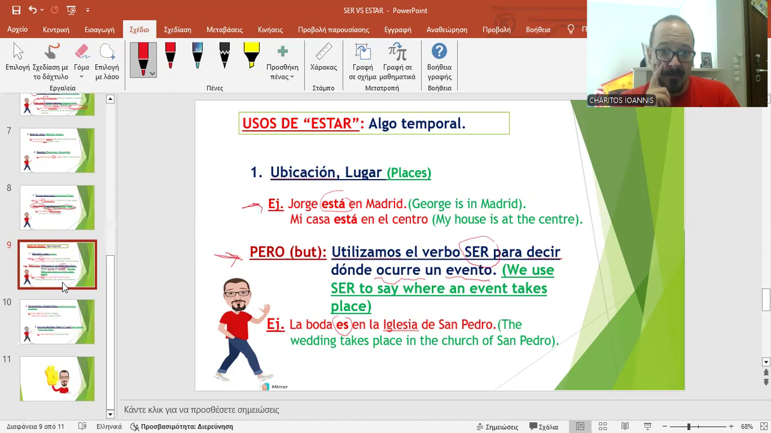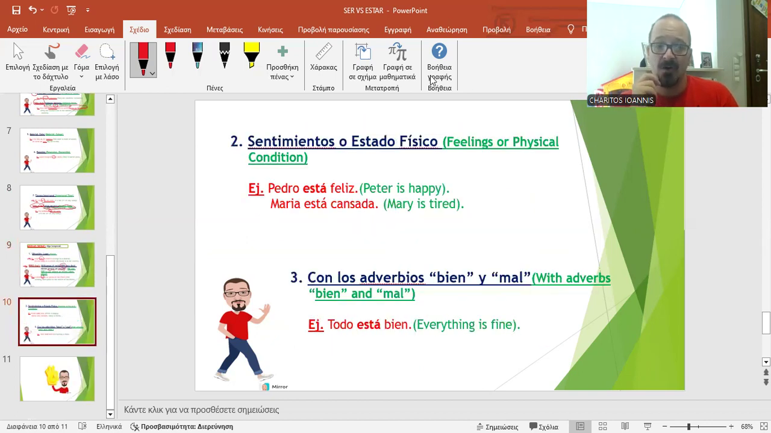Ahora, estado físico y sentimientos, feelings or physical condition. I use estar. Why? Because we said that we use estar with situations, things that are not permanent. Feelings are not permanent. And our physical condition is not permanent. So, por ejemplo, Pedro está feliz. Feliz, that means happy. Peter is happy, is a feeling.